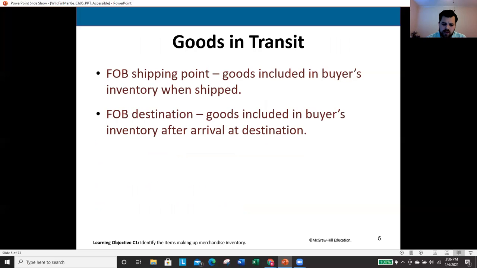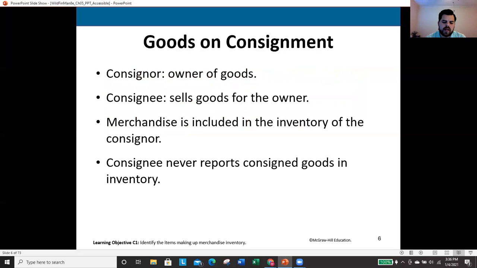We've got our two methods, FOB shipping point and destination. Of course, FOB shipping point, the goods are included in the buyer's inventory as soon as they are shipped. And FOB destination, those goods will be included in the buyer's inventory only after arrival at the destination, which means conversely, as opposed to FOB shipping point, those goods will still be the property of the seller until they actually have been delivered.